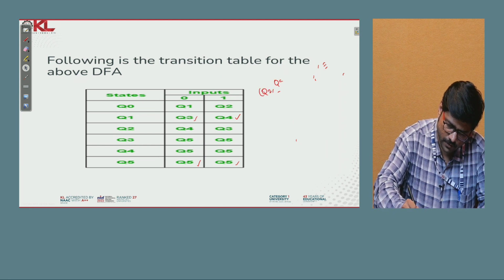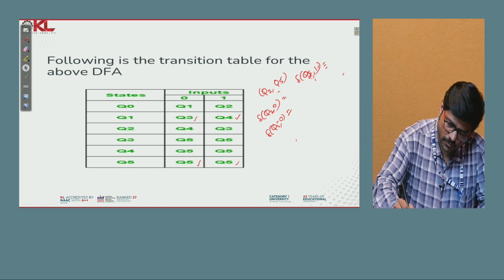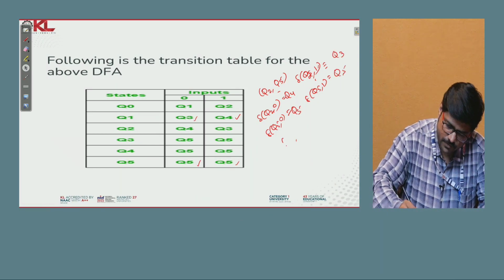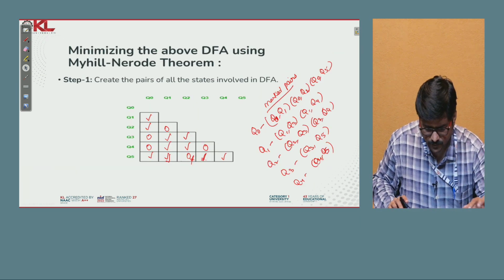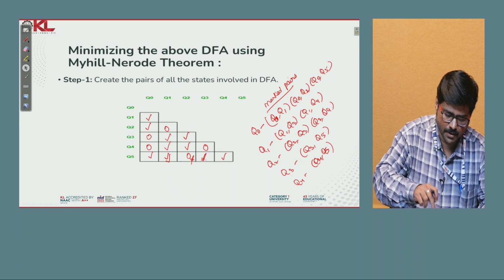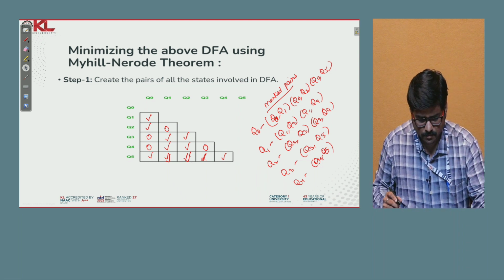q2 q5. Now delta of q2 to 0, delta of q5 to 0. Similarly, delta of q2 to 1, delta of q5 to 1. Delta of q2 to 0 is what? q4. q5 to 0 is q5. q2 to 1 is q3 and it is q5. So it is q4 q5 or q3 q5. You can take any. If any of them is marked, then you can make this q2 q5 as marked. See, q4 q5 is marked, q3 q5 is also marked. So we can make q2 q5 also as marked. So now I can make this as marked, right?